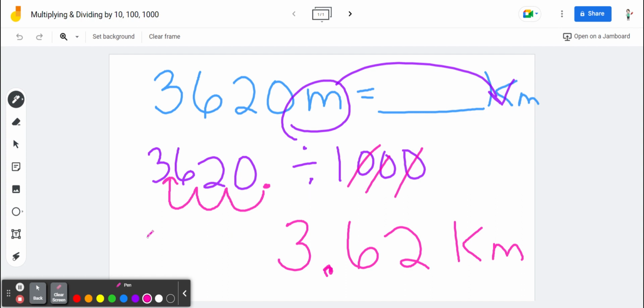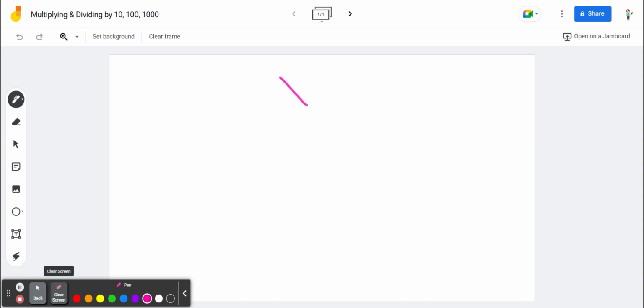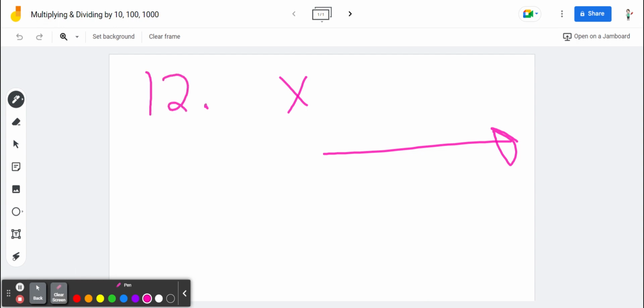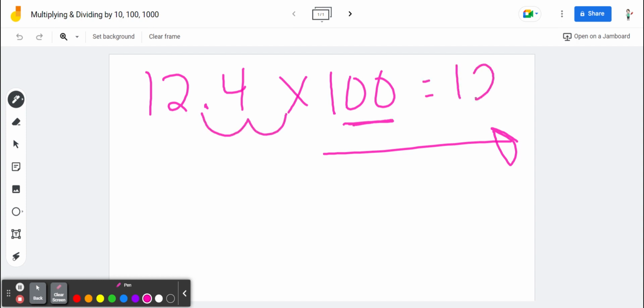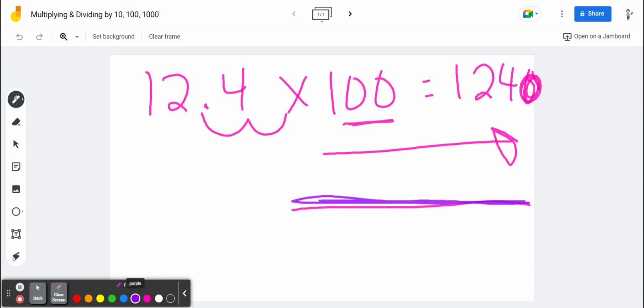That's the trick with division. When we multiply, we're moving the decimal point to the right. So if I do this and I multiply by 100, there's 2 zeros, so 1, 2 decimal places. 1, 2, 4, 0. It's supposed to be a 0. That looks like a 6. It is a 0. So multiply goes to the right. But if we're dividing, let's get purple. There we go. If we're dividing, we're going to the left. The decimal point's going to the left.